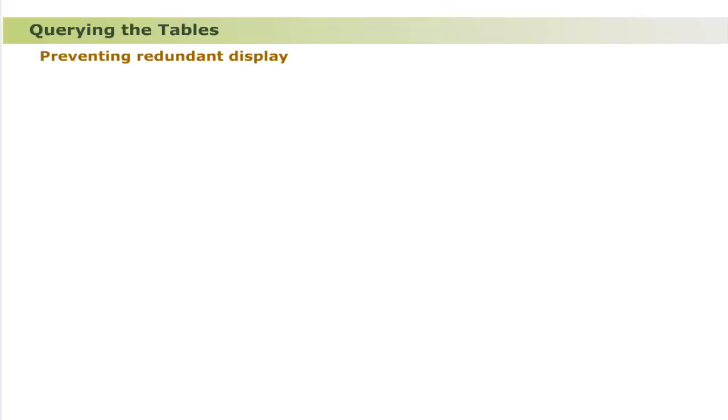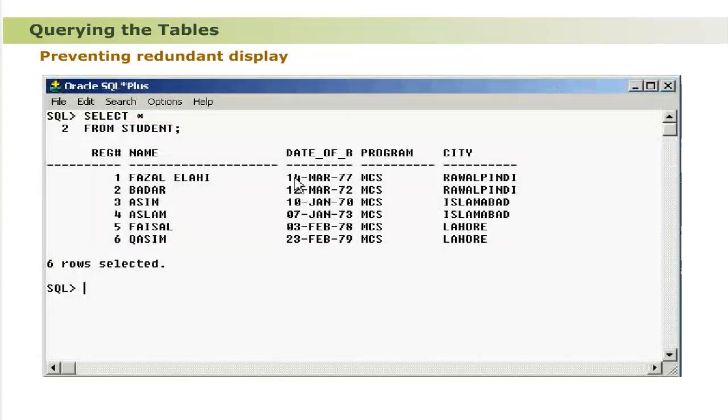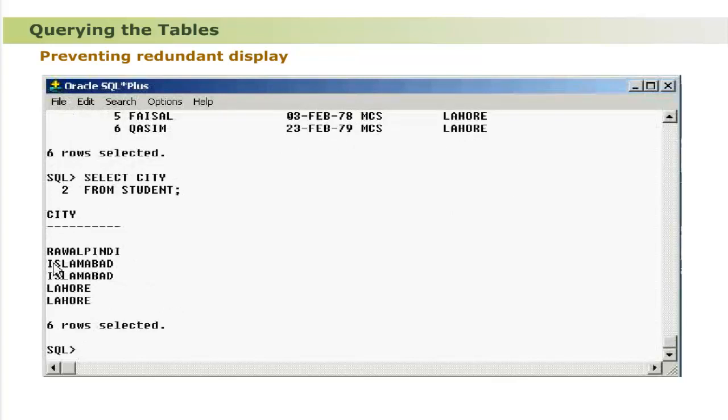Preventing redundant display of a column. Dear learners, first consider the table student with the rows as shown. If it is required to display a list of cities, the command applied is shown, and the output resulted. The careful analysis of the output shows redundant information, such as the cities Islamabad and Lahore being displayed twice. This problem is solved by adding distinct to the select command.